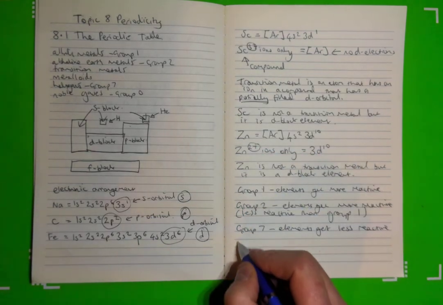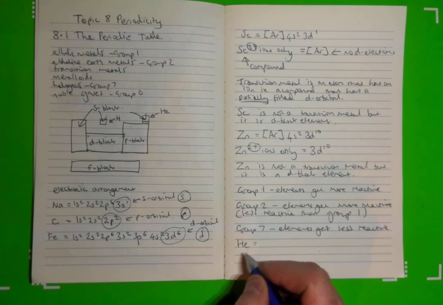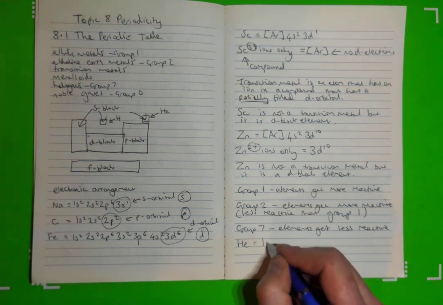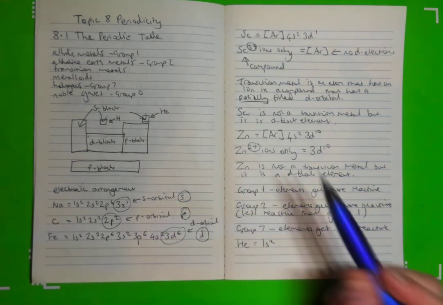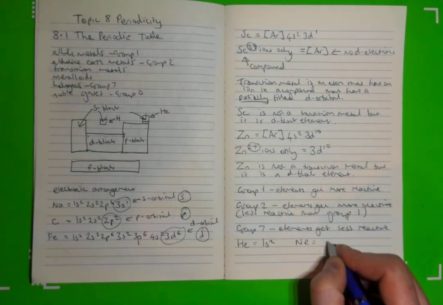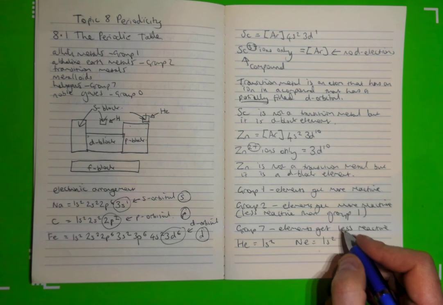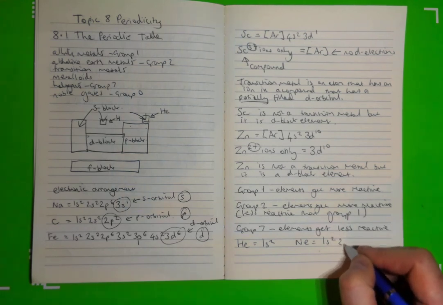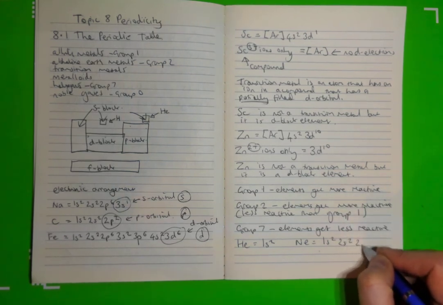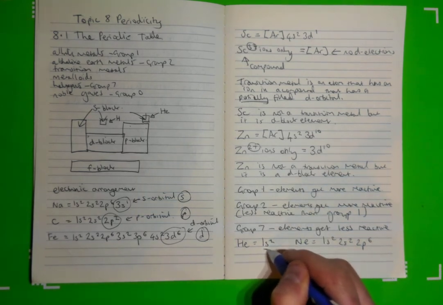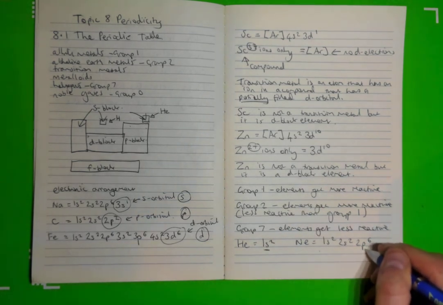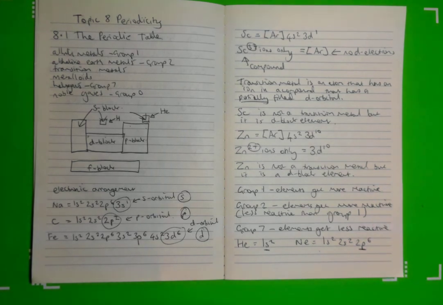So the electron arrangement of helium, He, we've got 2 electrons, so that's 1s2, and if you look at the element below that, which is neon, that's 1s2 2s2 2p6. So helium is an S block element and neon is a P block element.